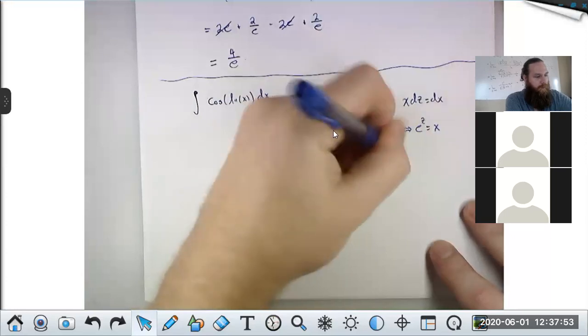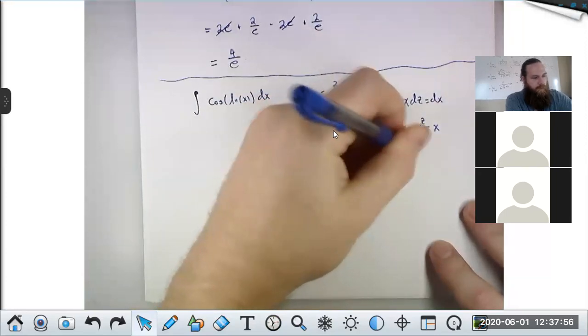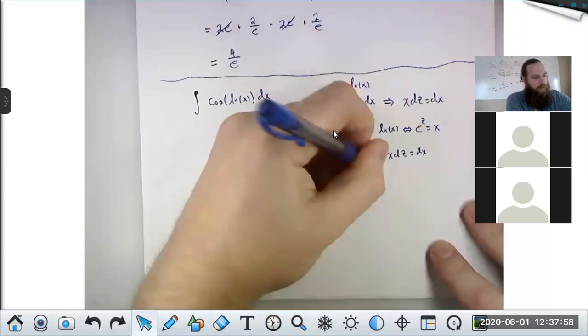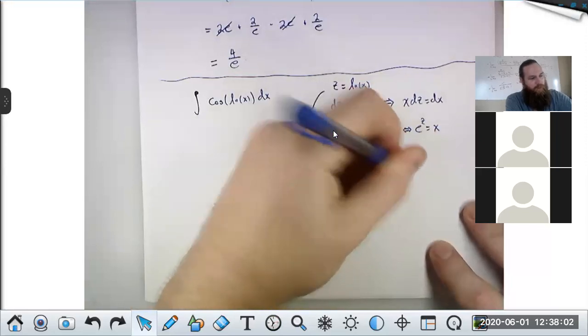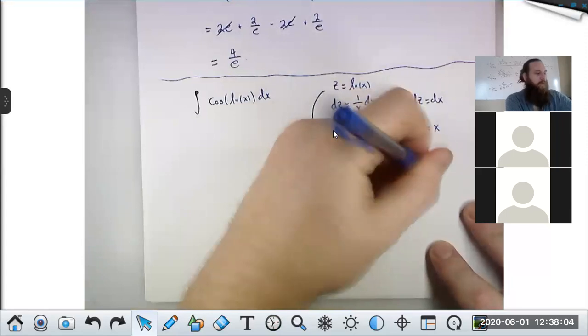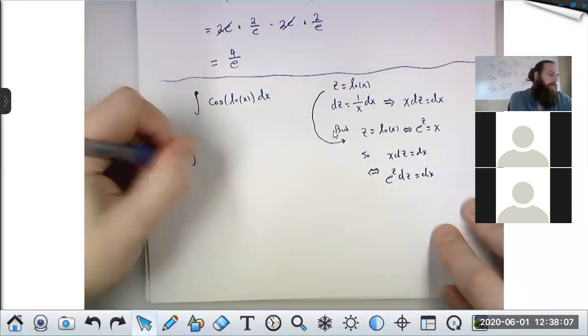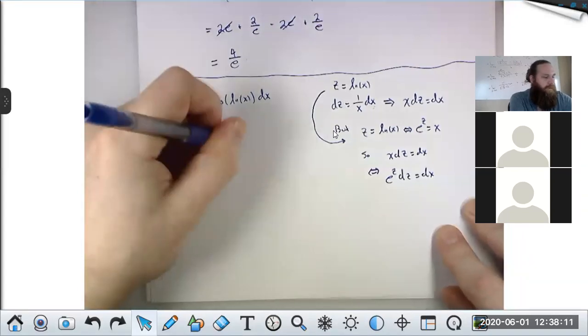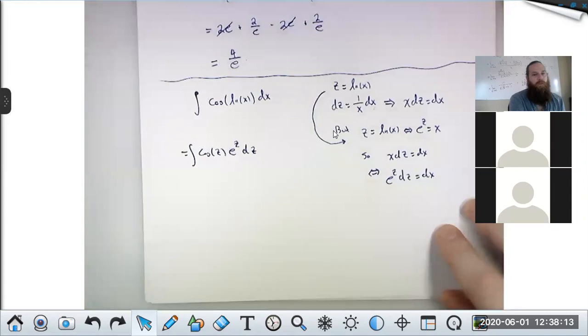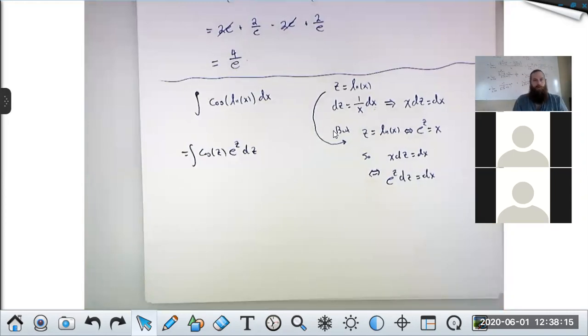So x dz equals dx is the same as e to the z dz equals dx, which would mean this guy becomes cos z times e to the z dz. And then that would be a looping problem, right? That's an IBP problem that we did last time, e to the z times cos z. So this is another good example of a challenging substitute then run IBP.